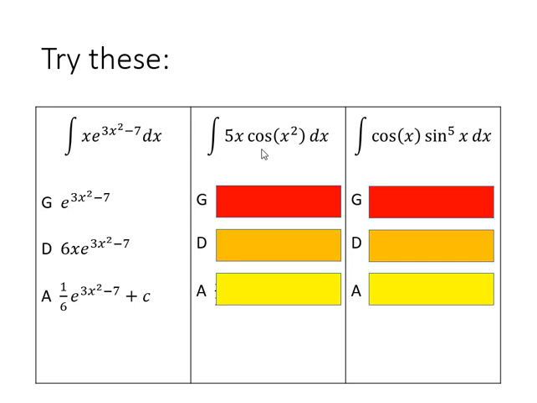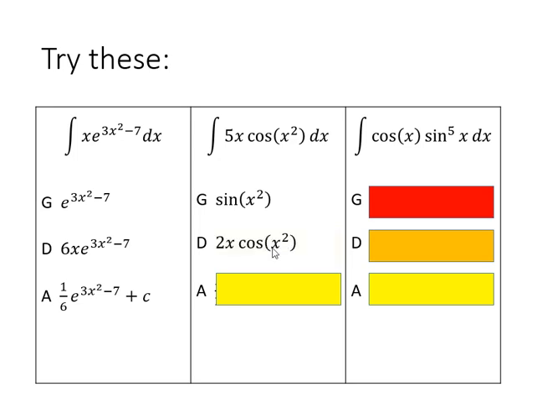Second one, inside function is x squared, differentiate that is 2x, so here we've got a multiple of the derivative. So our guess is going to be sine of the x squared. When we differentiate that, we get cosine of x squared but multiplied by the derivative of x squared, so 2x. Look at how we can adjust the derivative to get the original function. Well, we're multiplying by 5 over 2 and do the same to our guess. So 5 over 2 times sine of x squared plus the constant.